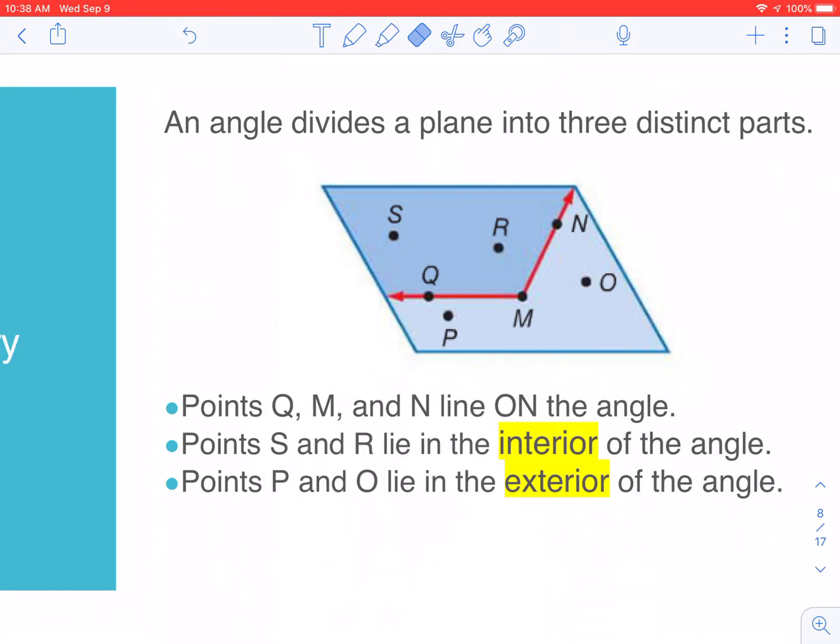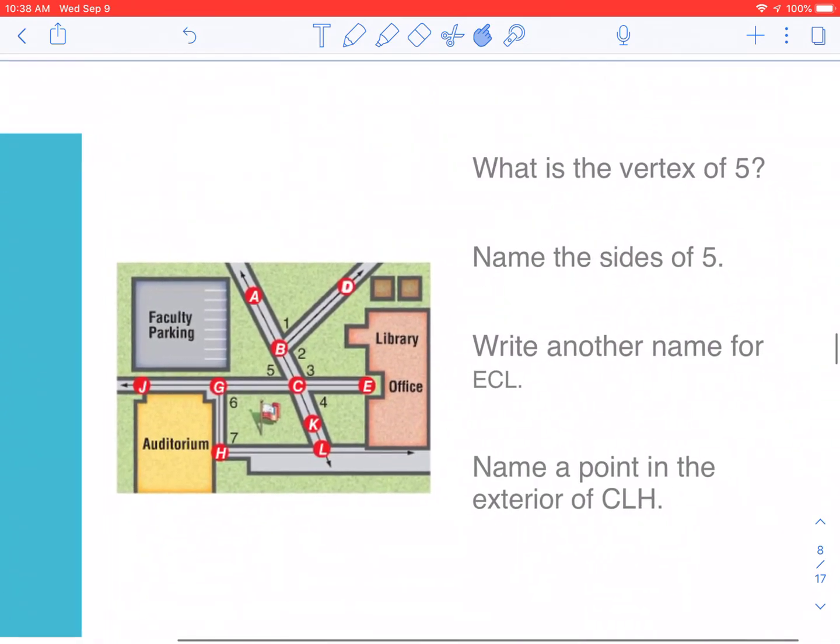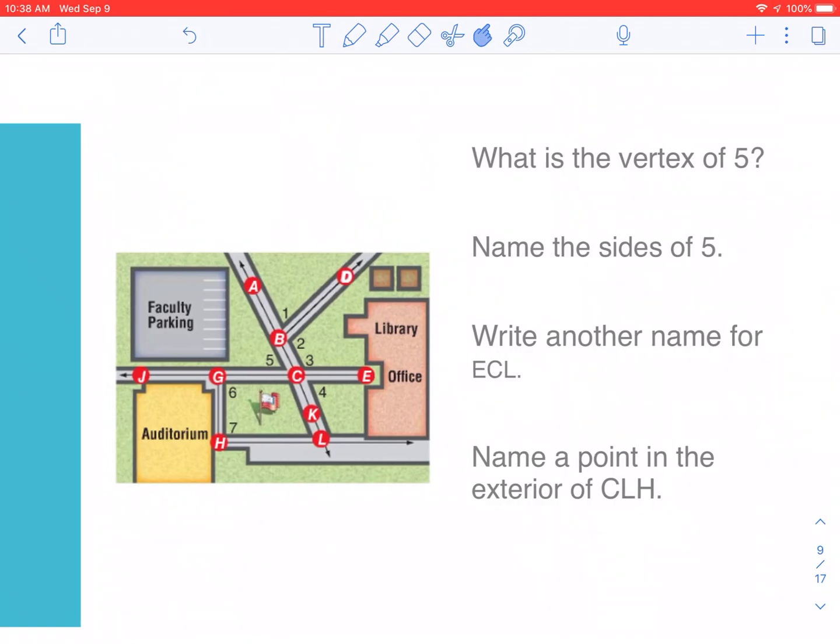So we're going to be using those words throughout the year in geometry. Interior is like the inside of your house, like if you think about interior design. Exterior is outside. So think about the exterior of your house. All right, so we're going to look at this picture. It's kind of a confusing picture. All right, so I'm going to draw my highlighter on here, and we're going to name it.